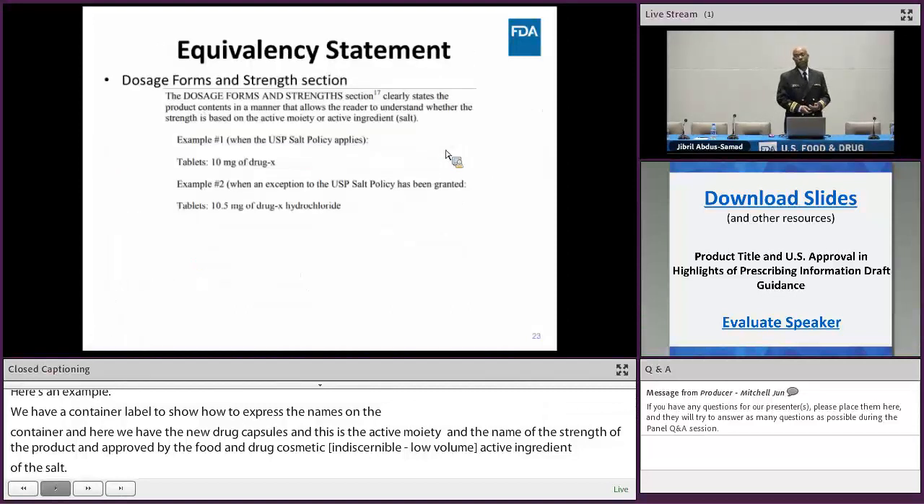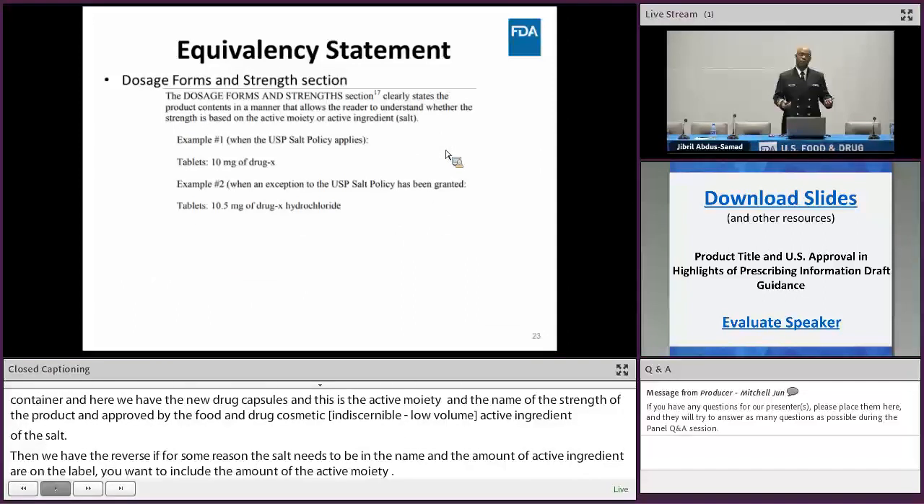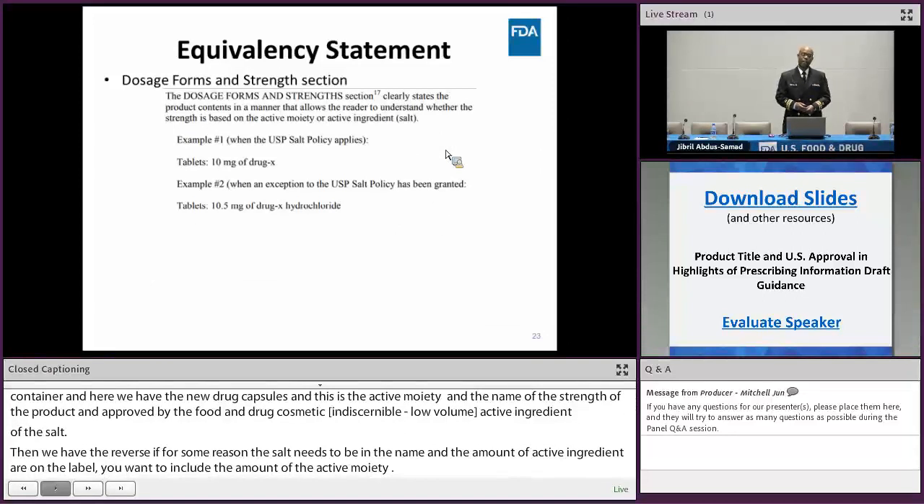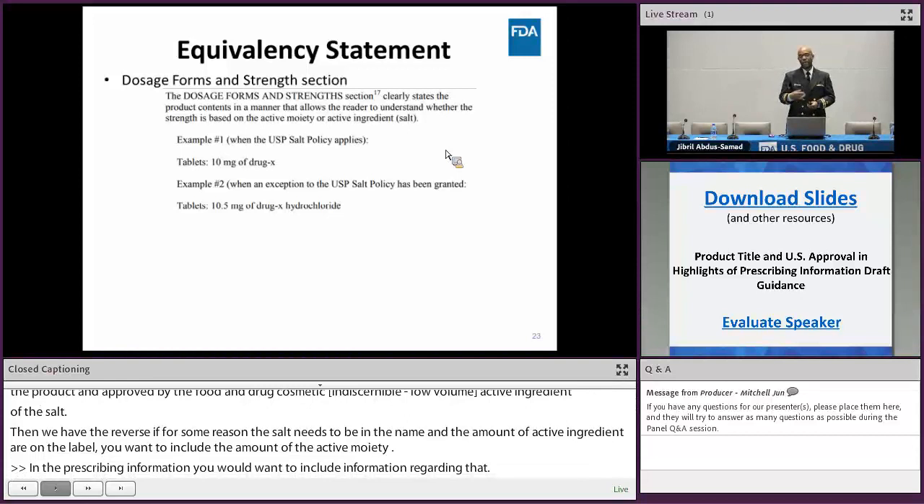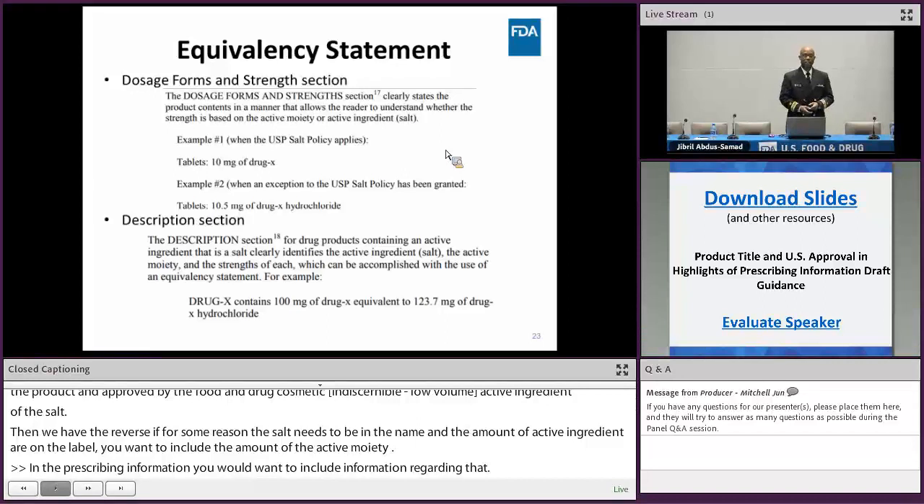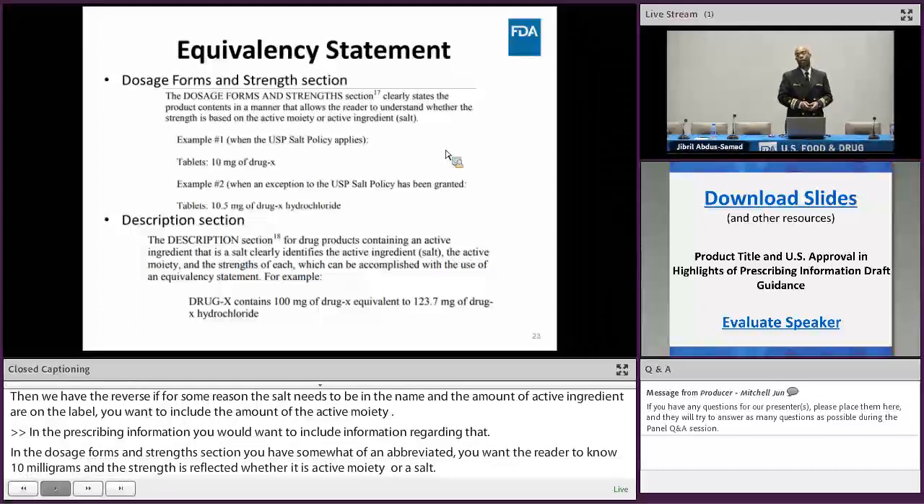Equivalent, and then in the prescribing information, you would want to include information regarding that. In the dosage forms and strength section, you would have somewhat of an abbreviated statement. You really just want the reader to know 10 milligrams or the strength is reflective of if it's the active moiety or it's the salt. And then in section 11, the full description section, which has all of the chemistry information in there, you would provide a full equivalency statement.